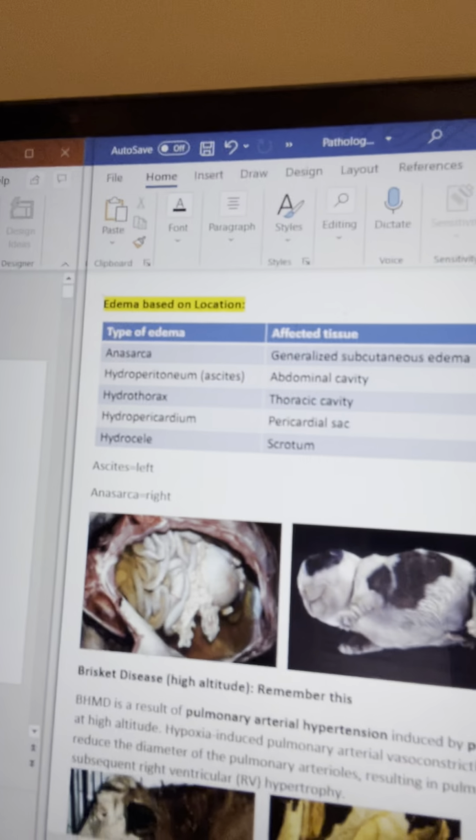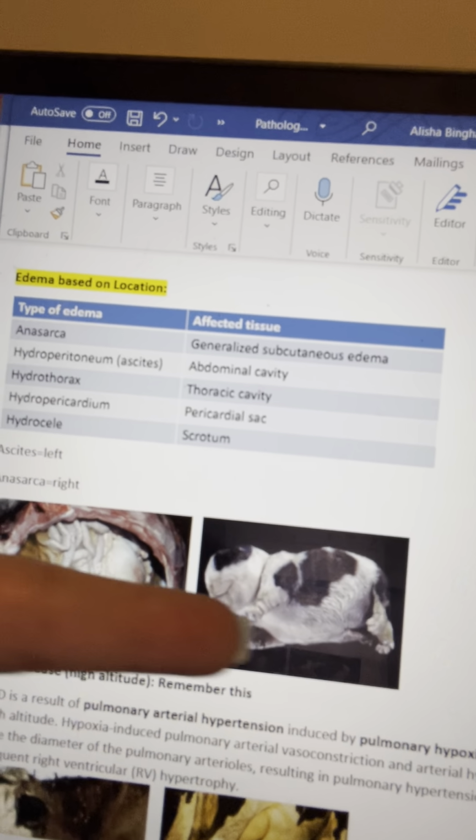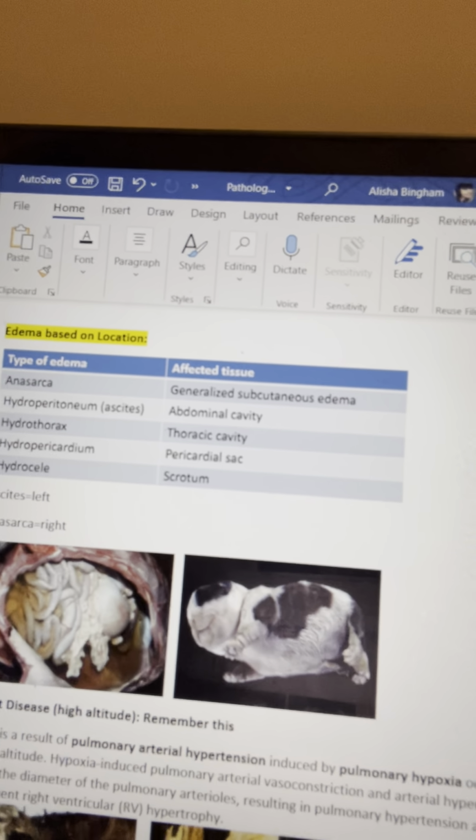So edema is basically named based on location. So there's different types here. We have anasarca. So the affected tissue here is the generalized subcutaneous edema. And then we have hydroperitoneum, also known as ascites, which I talked about before. That's in our abdominal cavity. And then we have hydrothorax, which is in our thoracic cavity. We have hydropericardium, which is in our pericardial sac. And then we have hydrocele, which is in our scrotum. So an example of ascites is this picture on the left, and then we have anasarca on the right here.